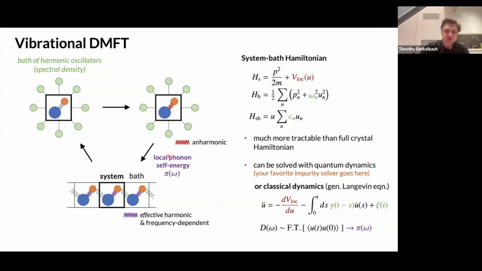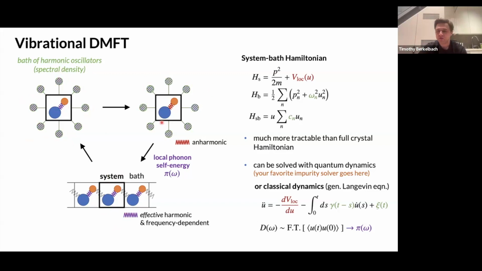So back to the cartoon, I use this local phonon self-energy to update my description of the lattice problem for the full crystal. And I can think of the phonon self-energy as kind of being the introduction of frequency-dependent spring constants between all of my atoms, if you like. But again, within that approximation now, as this community knows, I can update my description of the bath of harmonic oscillators or hybridization or spectral density.